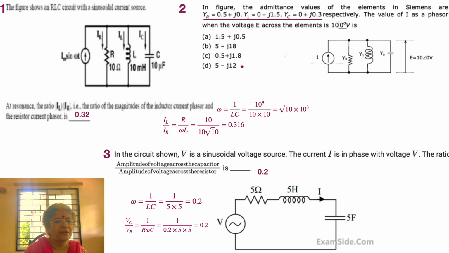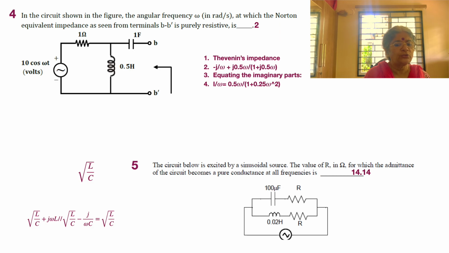All numerical values are 5. Okay, moving on to problem number 4. We see 10 cos omega t. Omega is not shown, but the maximum value of the voltage source is given as 10.